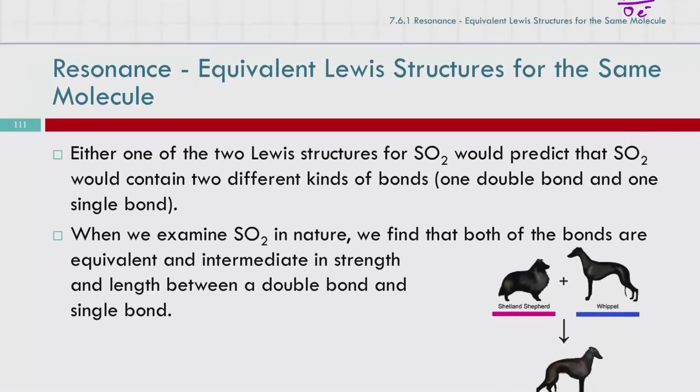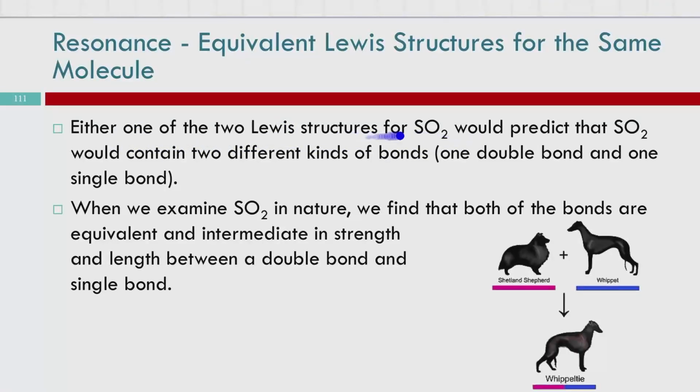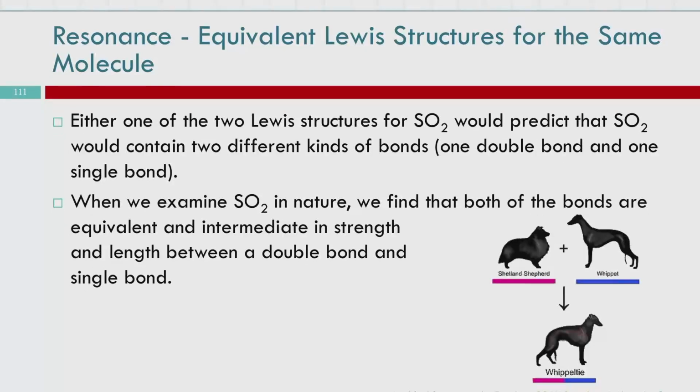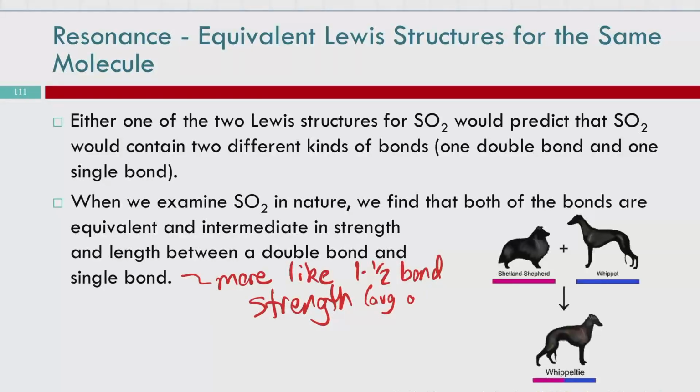All right, so either of those two Lewis structures for SO2 would predict that SO2 contains two different kinds of bonds. They predict one double bond and one single bond. Logan's looking at me funny. If we look at SO2 in nature, we're going to find that both of the bonds are equal. It's going to be more of an intermediate strength. So it's going to be more like 1.5 bond strength. Average of 2, 1 bond.